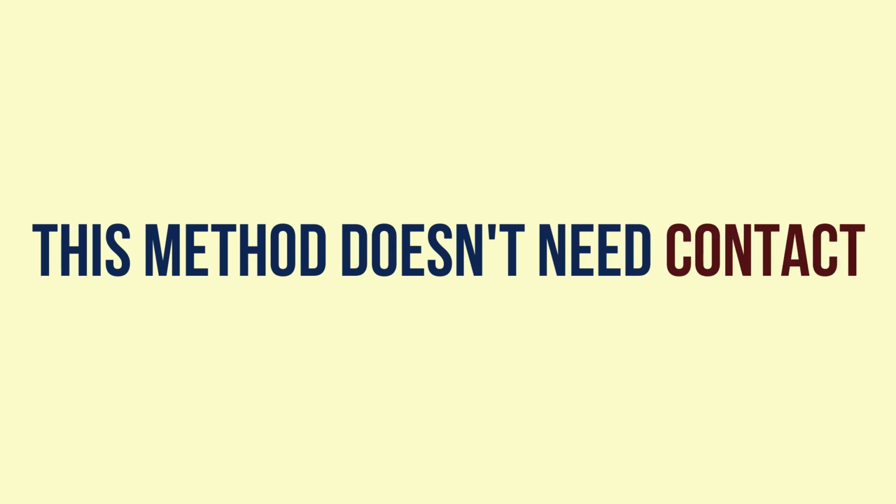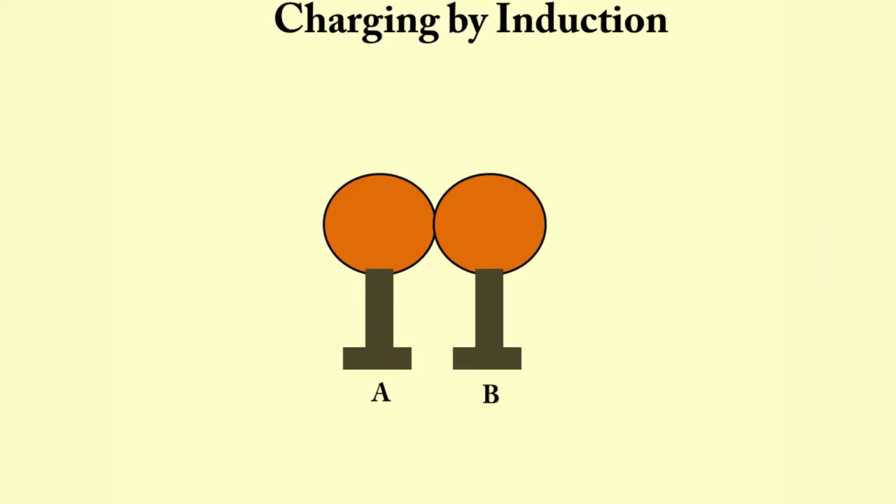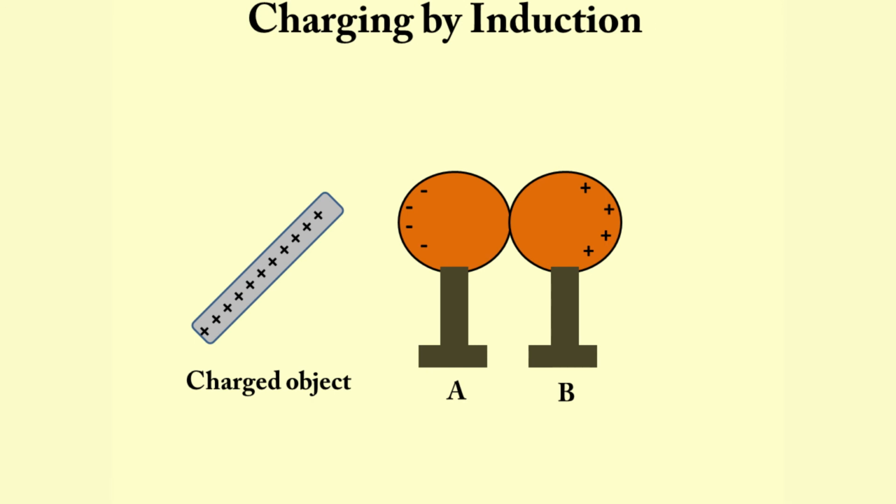And let us try to understand this process by performing following experiment. Step number 1. Bring two uncharged metal spheres A and B in contact with each other and make sure that these two spheres are supported on an insulating stand to avoid charge leakage. Step number 2. Bring a charged rod near one of the spheres as shown in the figure.